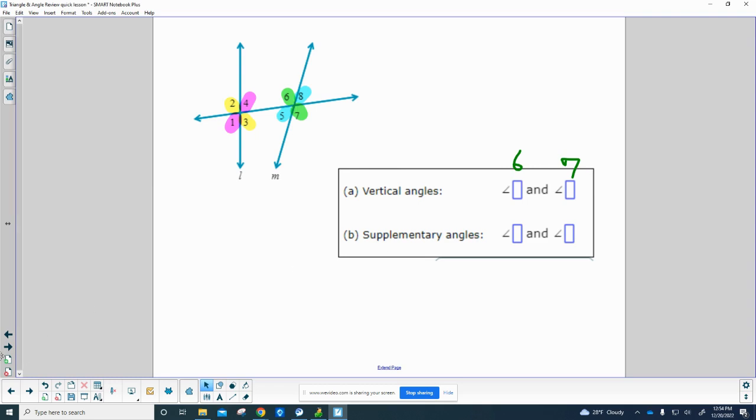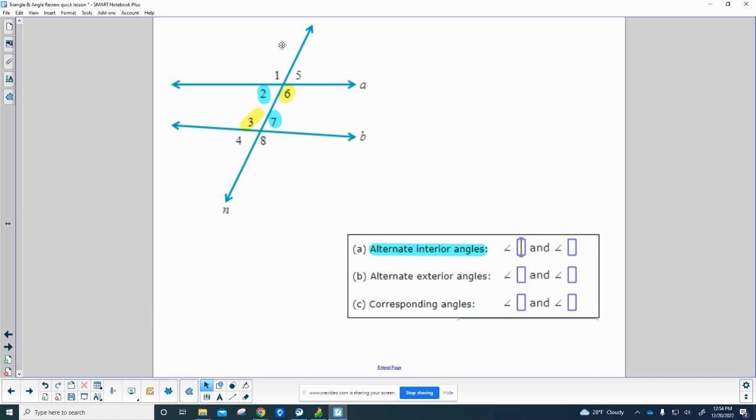7. On the other hand, supplementary angles are 2 angles that add up to 180. So I've got 2 and 4 here, 6 and 8, 1 and 3, 5 and 7. I just picked one of those pairs and wrote it down, 2 and 4. But I could have picked even more than what I've got shown here. So there's a lot of possible correct answers here.